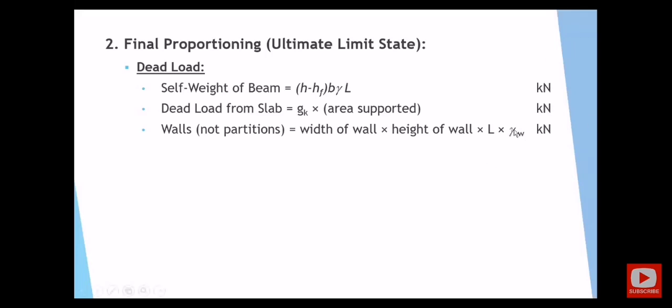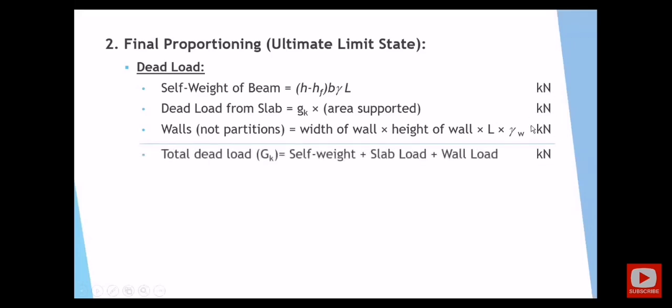So based on the type of the wall, you have to know what the gamma of the wall will be. However, for the concrete, we use the gamma for concrete, which is usually 24 kilonewton per meter cube. So if you calculated the self weight of the beam in kilonewton, the dead load from the slab in kilonewton, and the wall load in kilonewton, to get the total dead load, you get the summation of the three values: self weight, slab load, and wall load, in kilonewton.